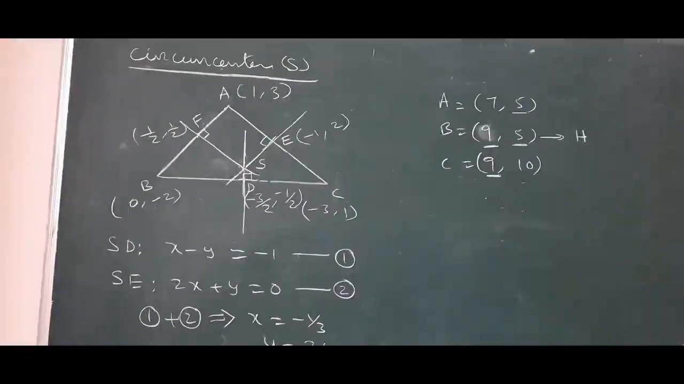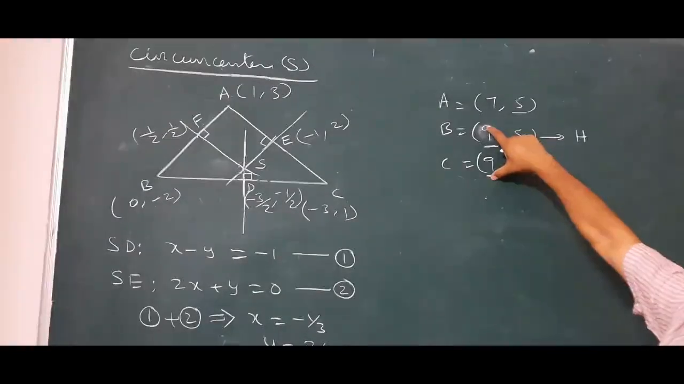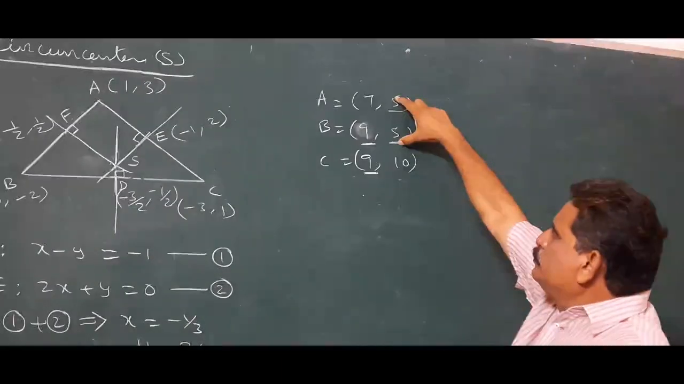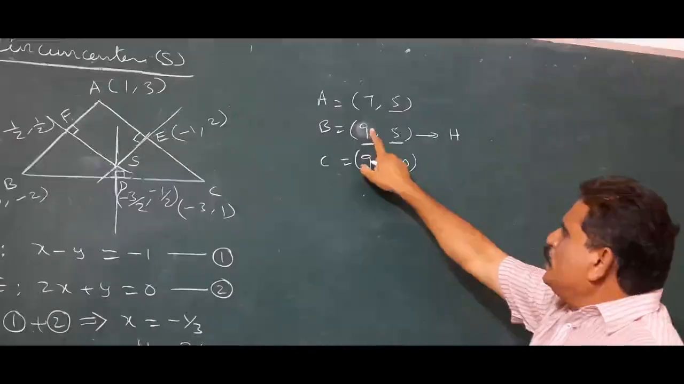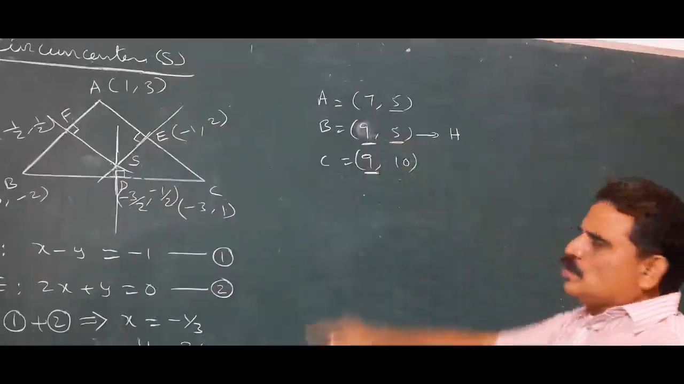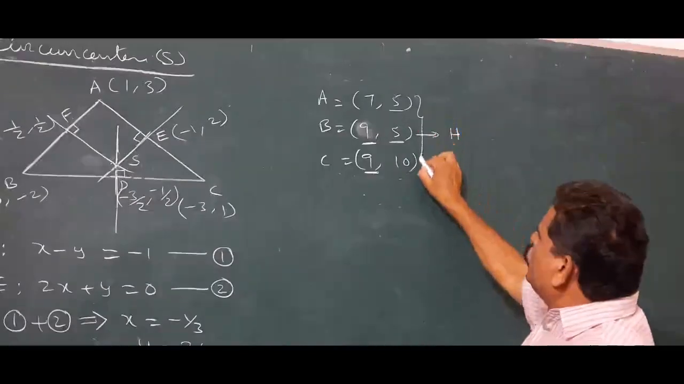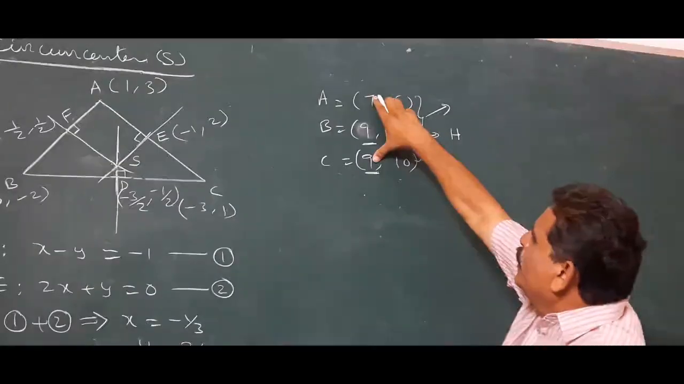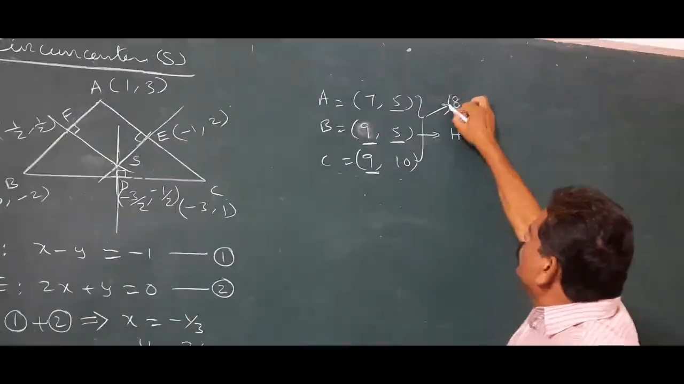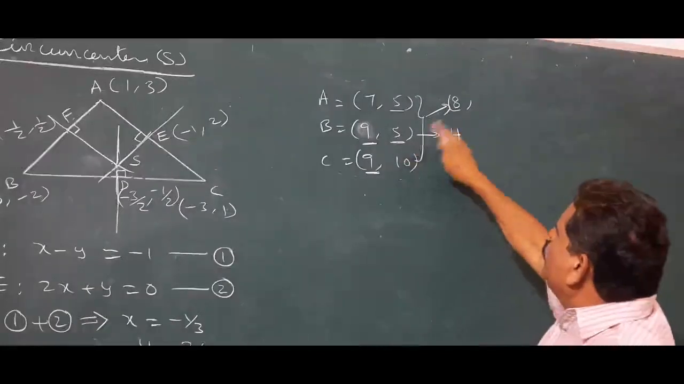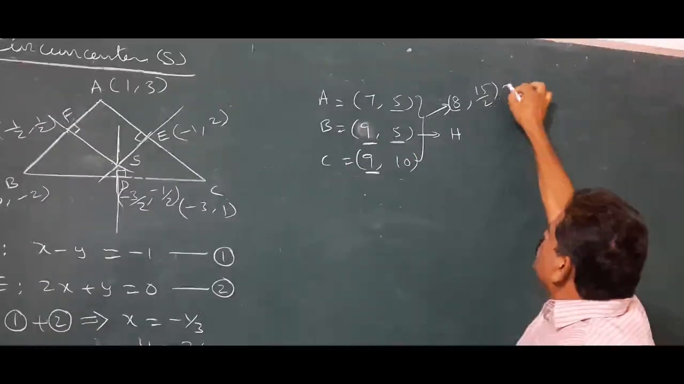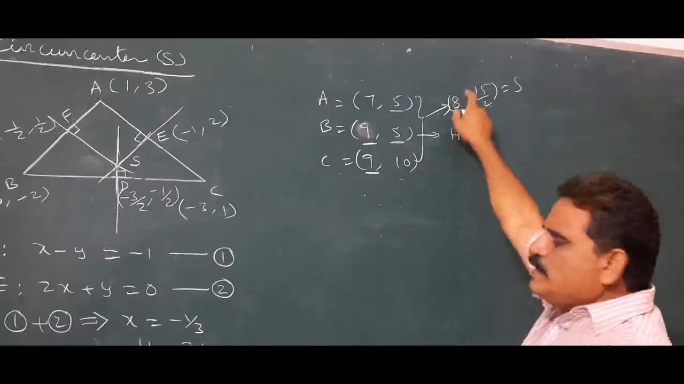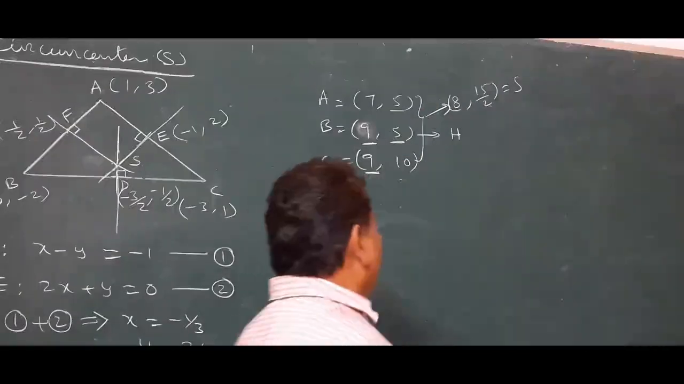Once again, my dear students, the repeated x coordinate and repeated y coordinate give the orthocenter H. The midpoint of the other two points is the circumcenter: 7 plus 9, 16 by 2, 8; 5 plus 10, 15 by 2. That is the circumcenter. Why is this the orthocenter? Why is this the circumcenter? Look here.